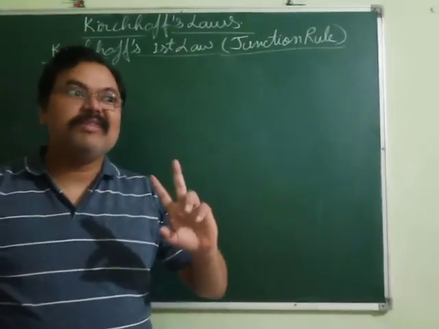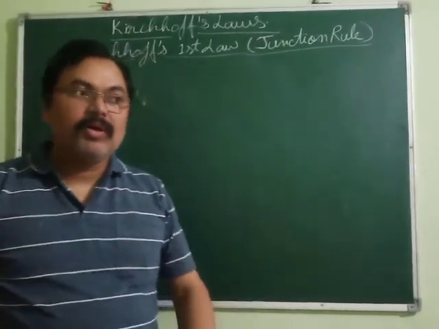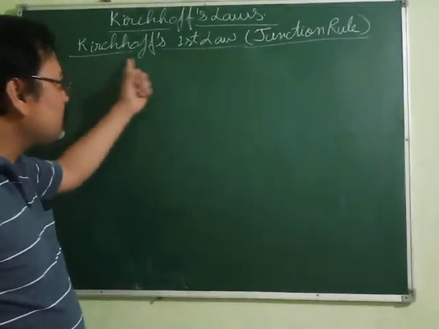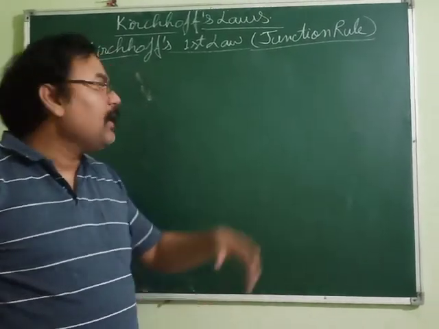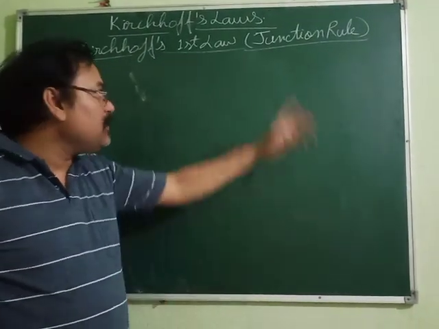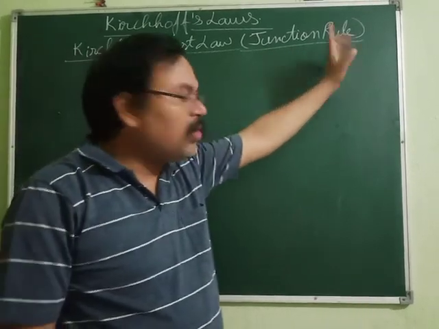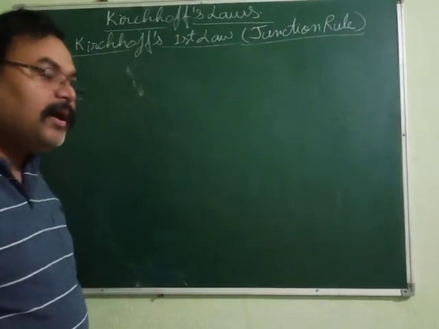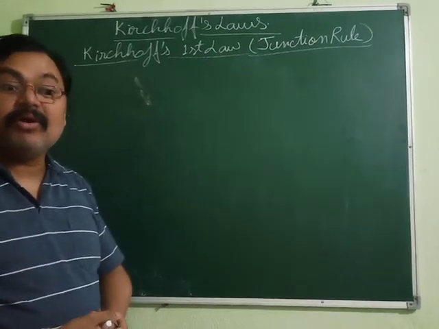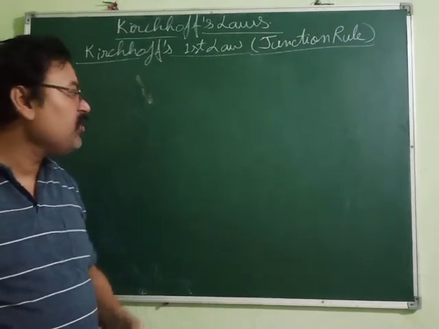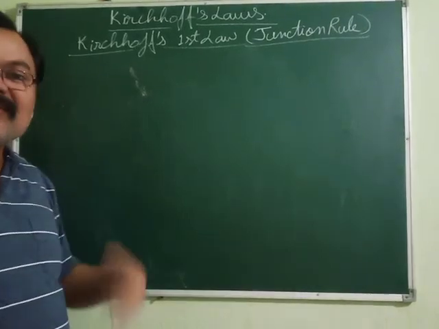See, Kirchhoff has given two laws. One is Kirchhoff's first law. Second is Kirchhoff's second law. Now, what is this first law? See, the first law is also known as the junction rule. Now, what is it all about? Let's see. When we are talking about the junction rule, then there must be a junction.